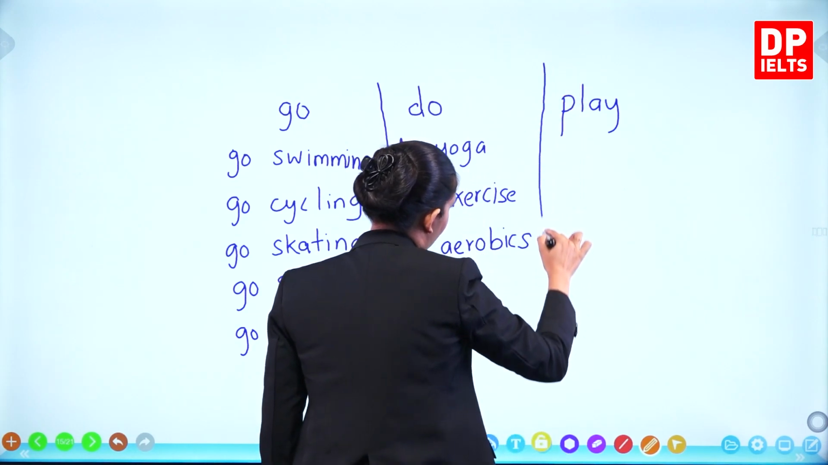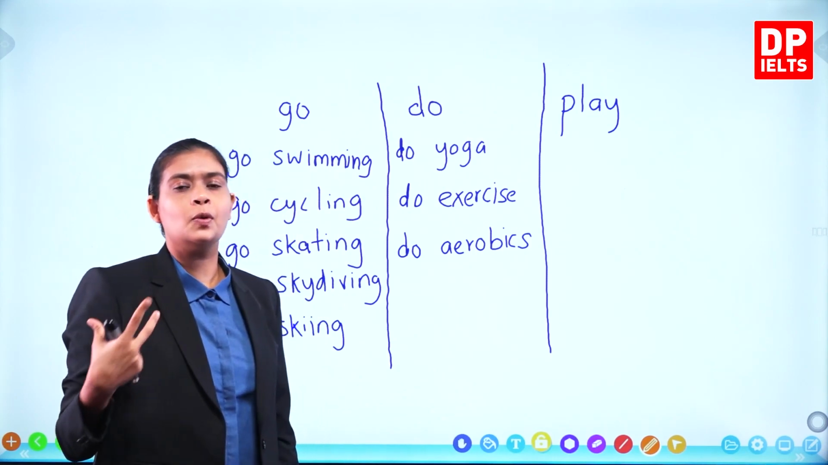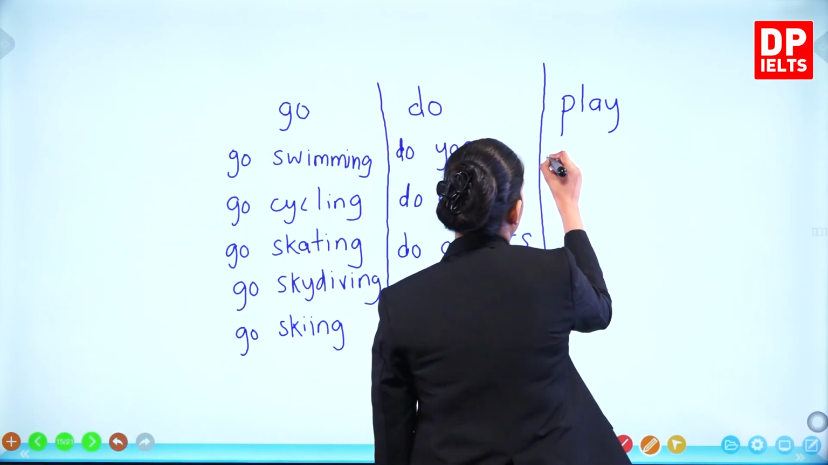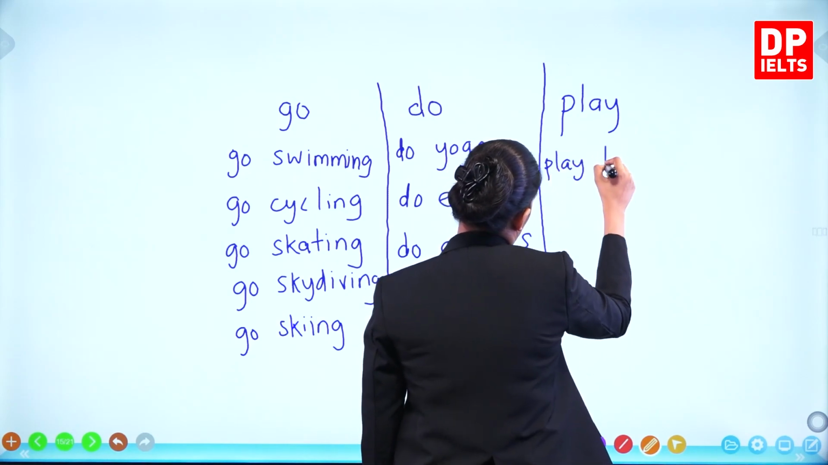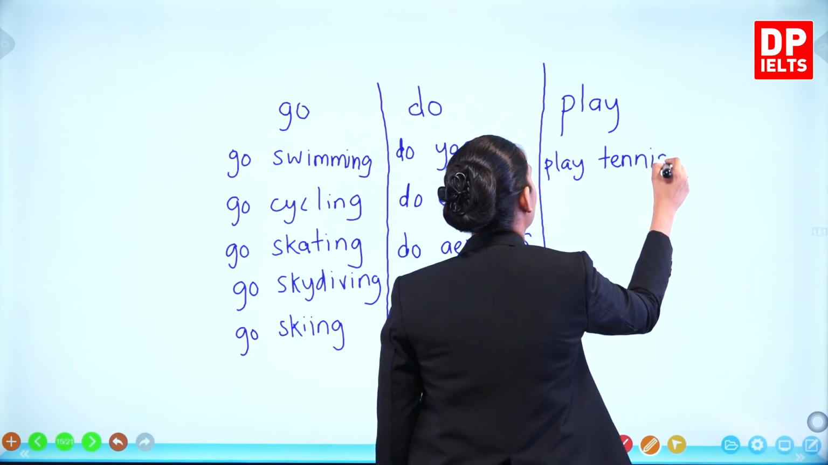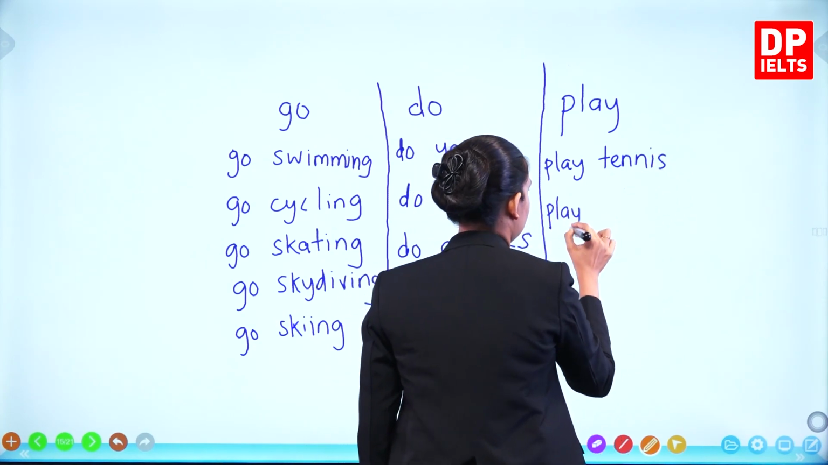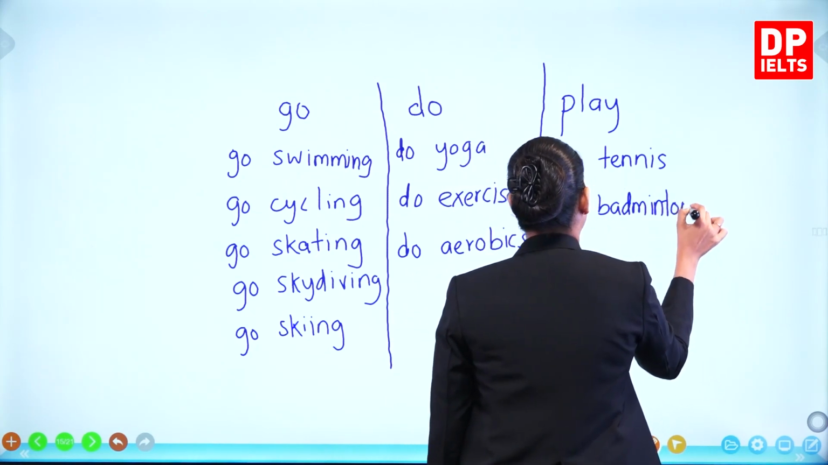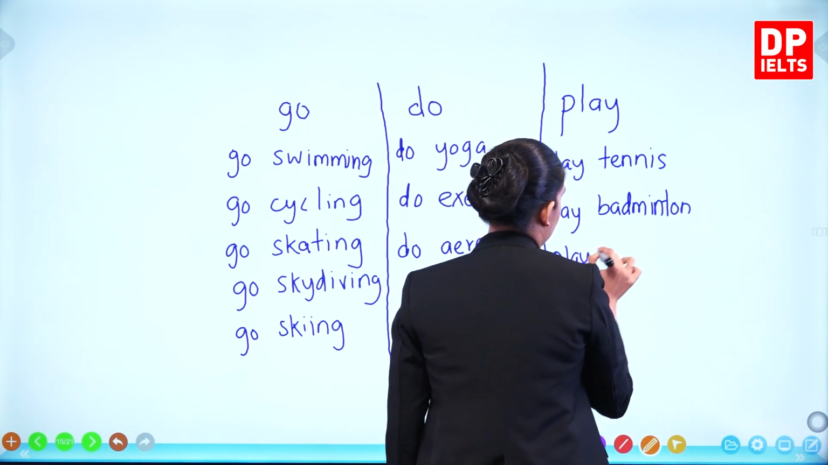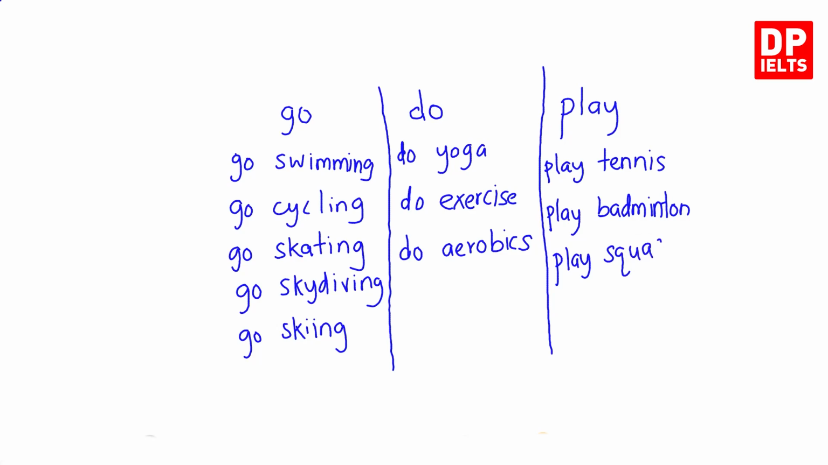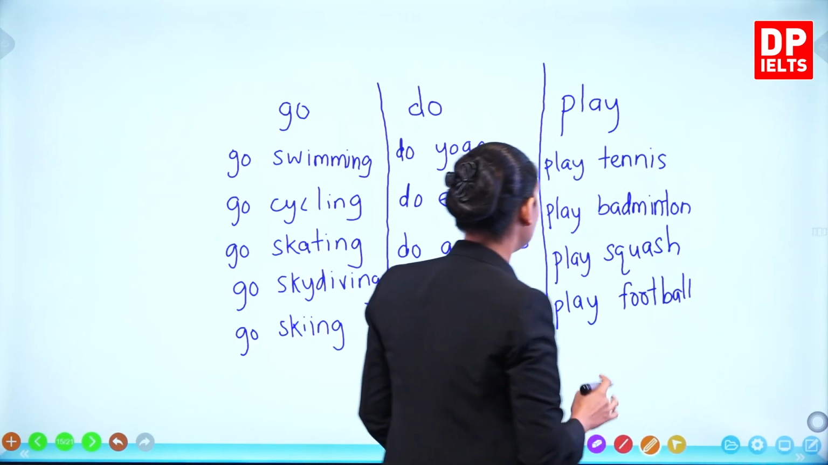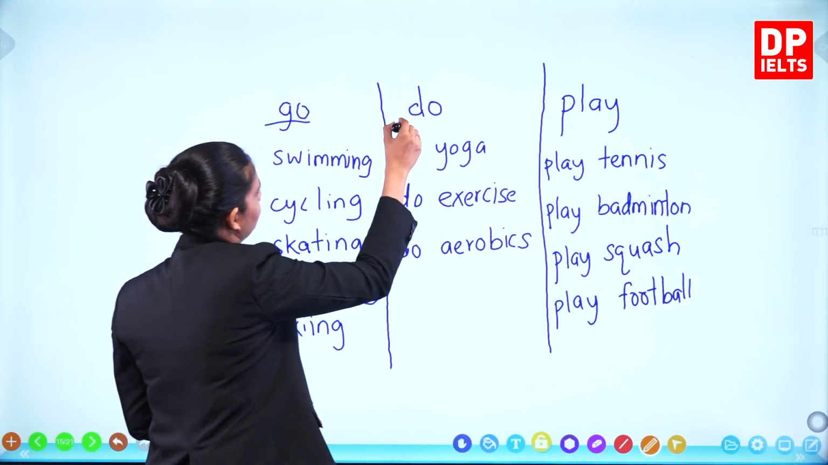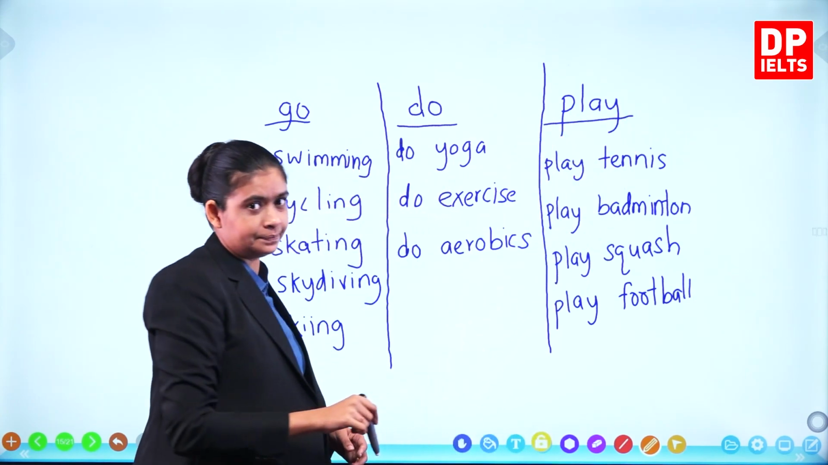Now play, on the other hand, is usually used with sports that use a ball. Example, play tennis. Play badminton. Play squash. Play table tennis. Play football. Play basketball. Everything, or usually if you use a ball, then we use the verb play.